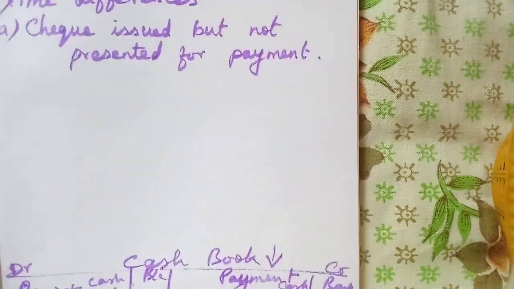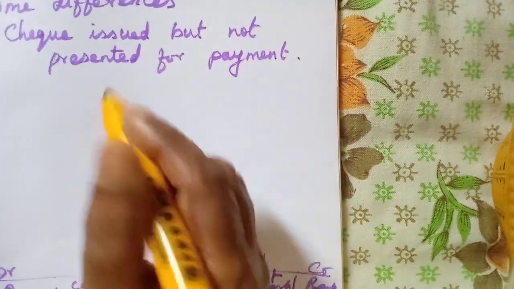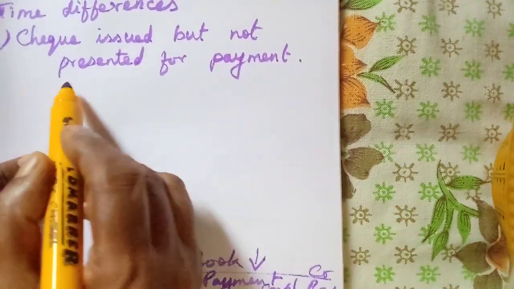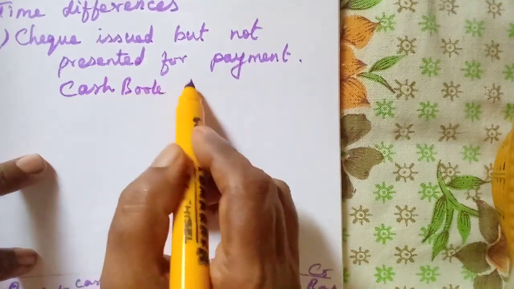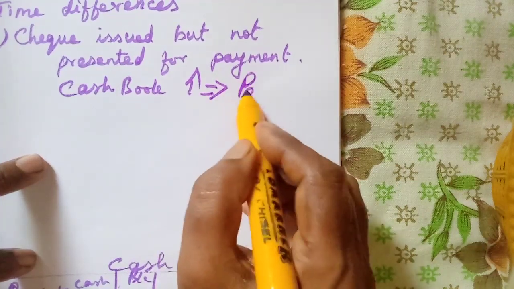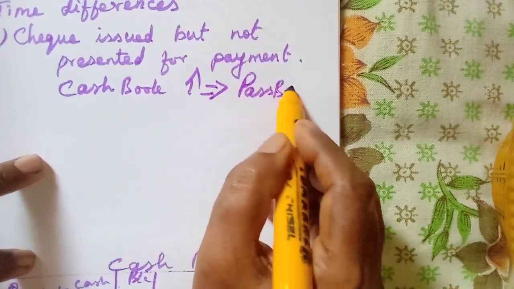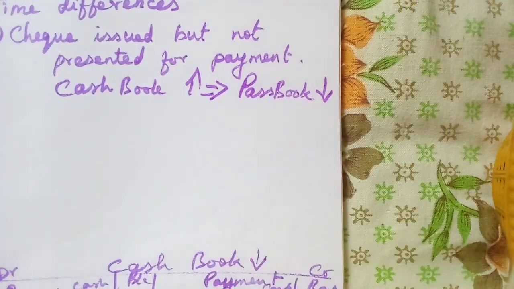So, for a check issued but not presented for payment, you can conclude that the cash book shows more balance, but the passbook or the bank statement, passbook and bank statement are the same, will show the less balance.